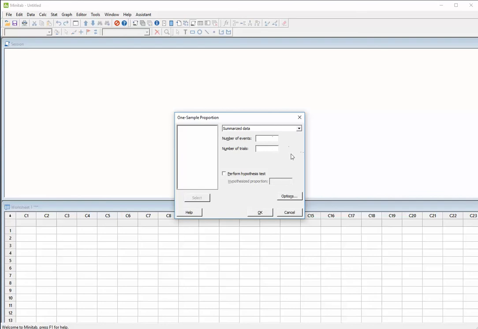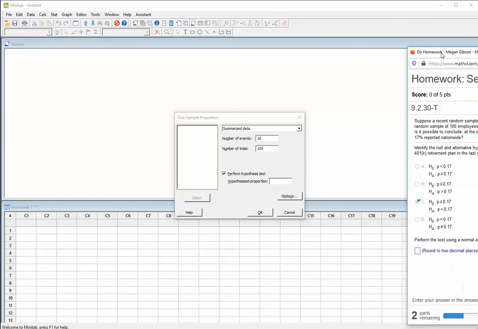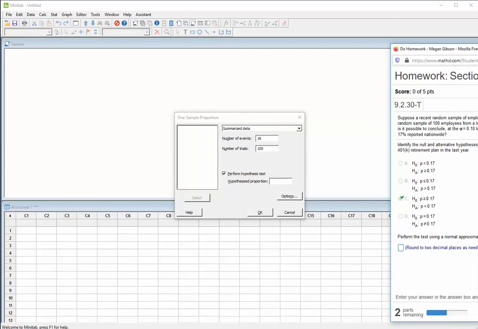My number of events is the 16 who had borrowed against their 401k out of a total of 100 in the sample. I'm going to check the Perform Hypothesis Test box, and my hypothesized proportion is the 17% from the hypothesis.